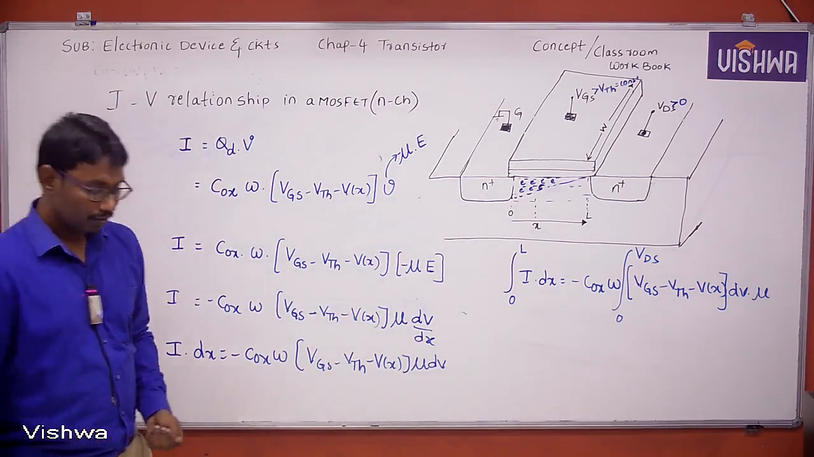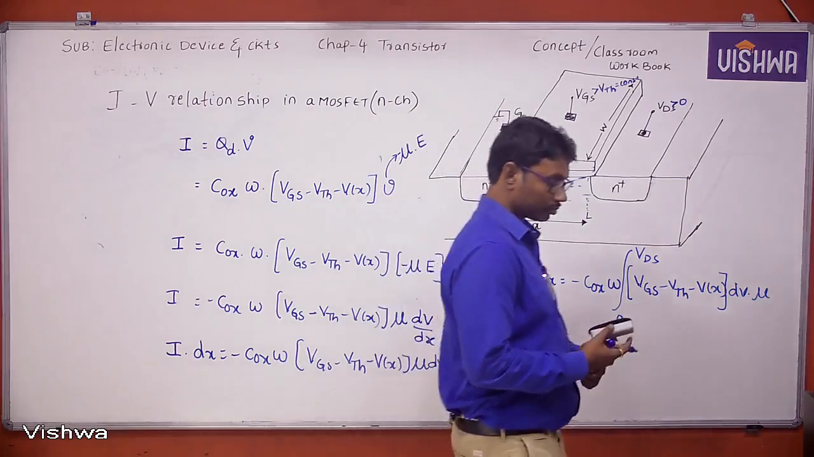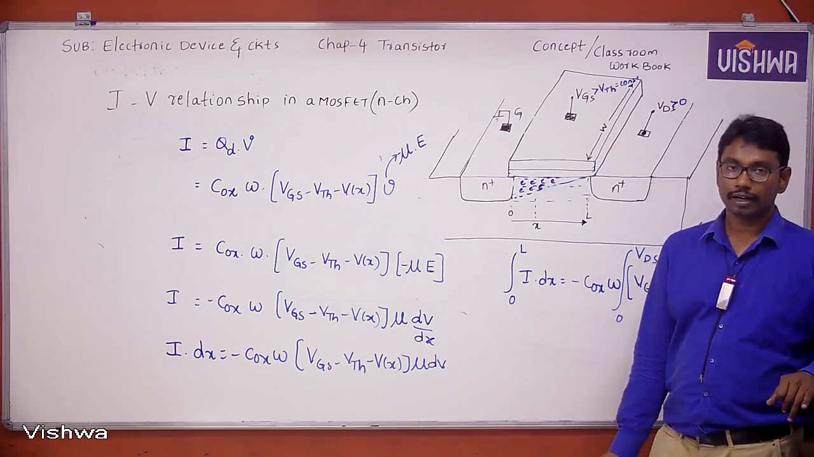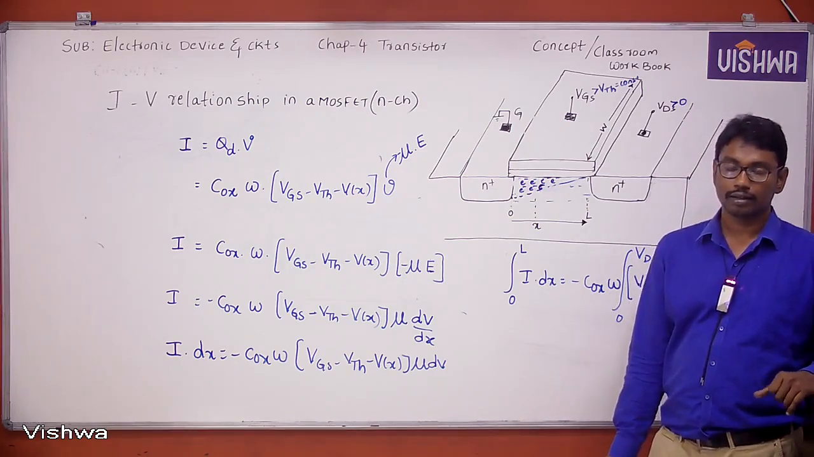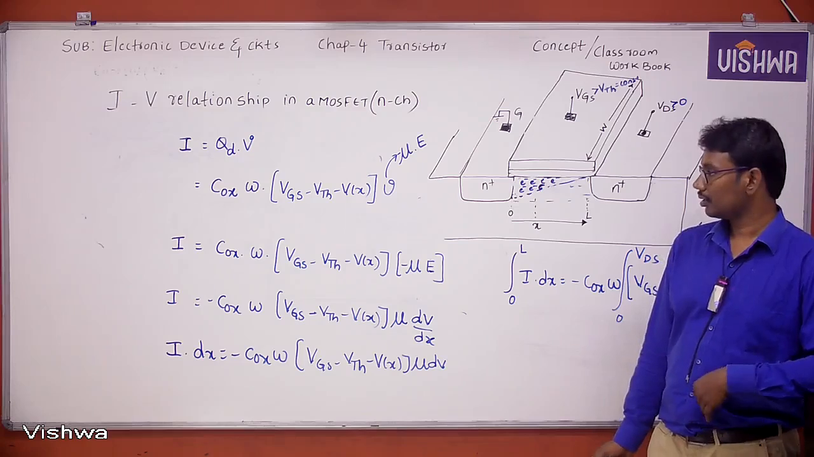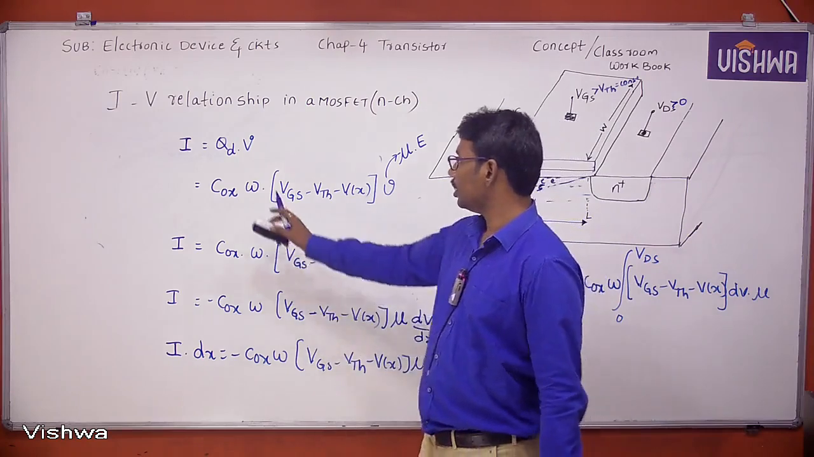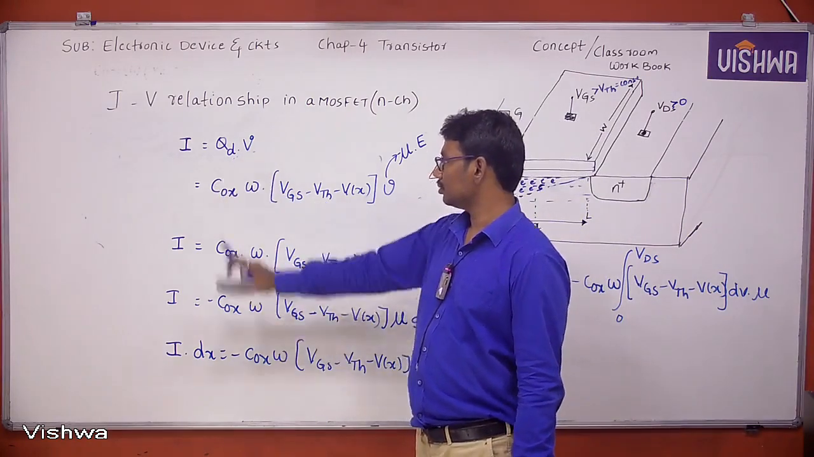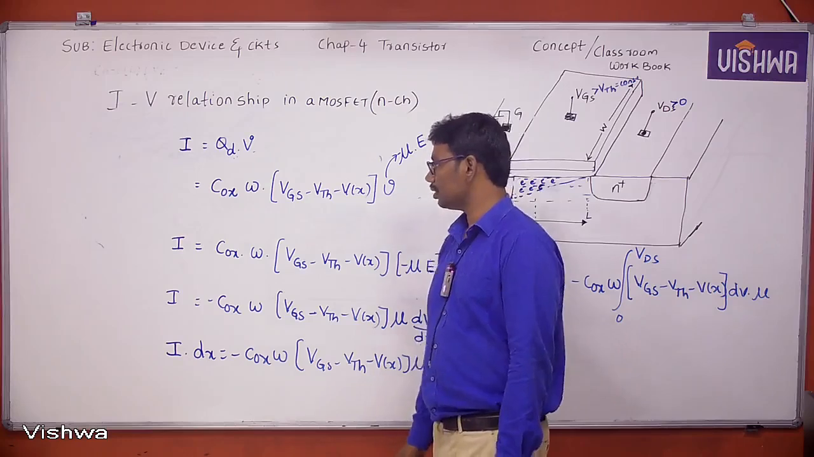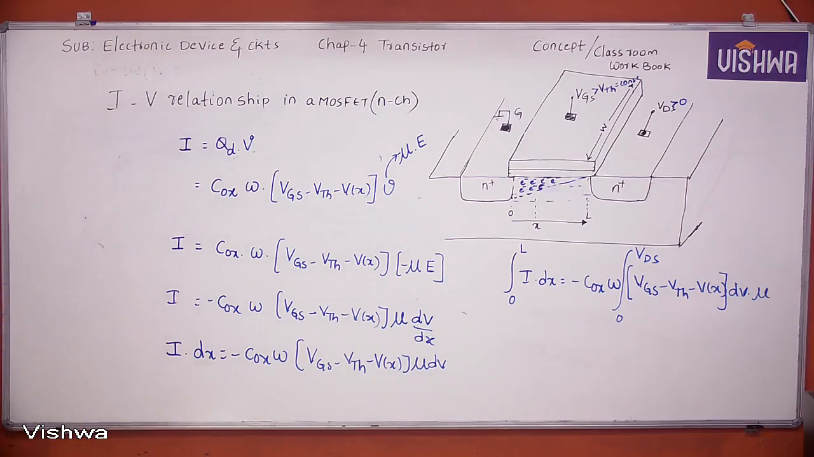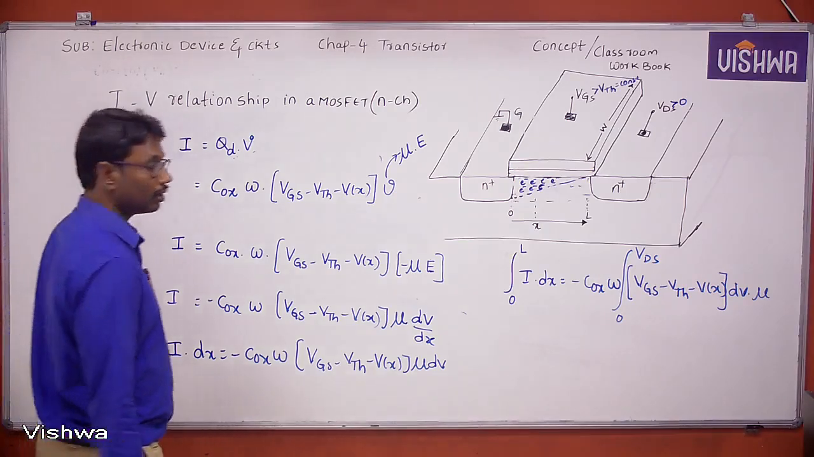Write down: the current in the inversion region is given by I equals QD into V.